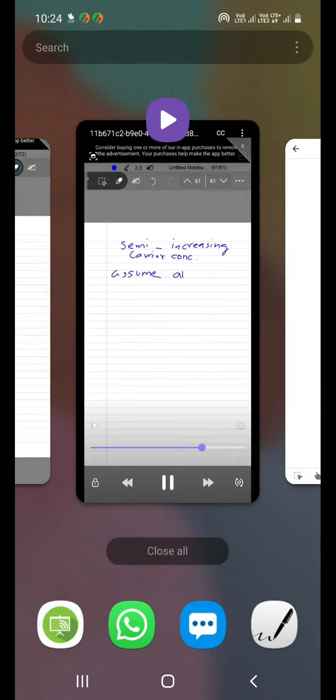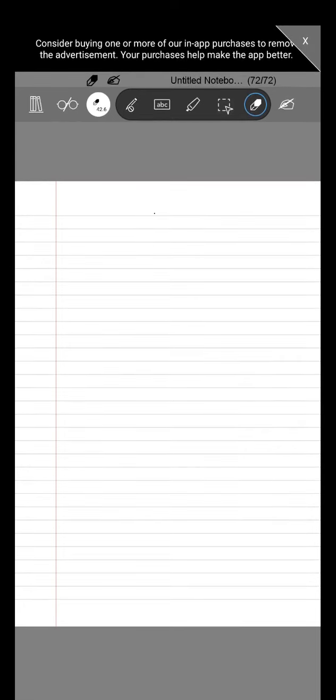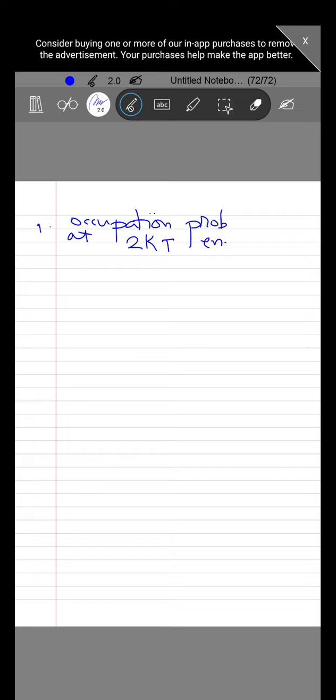Hello students, in this lecture we are going to do some problems on statistical mechanics. The first problem is: calculate the occupation probability at 2 kT units of energy above the Fermi energy.